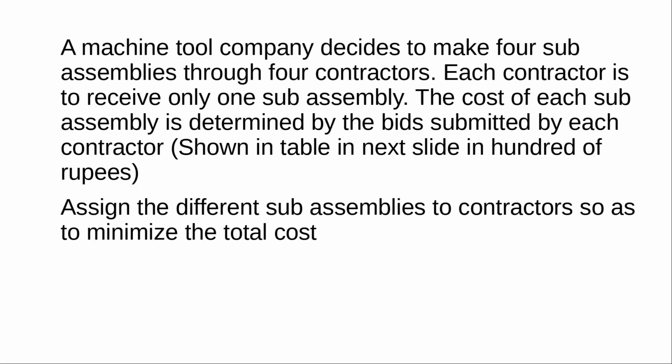Now let's take up a problem. A machine tool company decides to make 4 sub-assemblies through 4 contractors. Each contractor is to receive only one sub-assembly. The cost of each sub-assembly is determined by the bids submitted by each contractor. This is shown in the table on the next slide, and the cost is in 100 rupees. Now assign different sub-assemblies to different contractors so as to minimize the total cost.